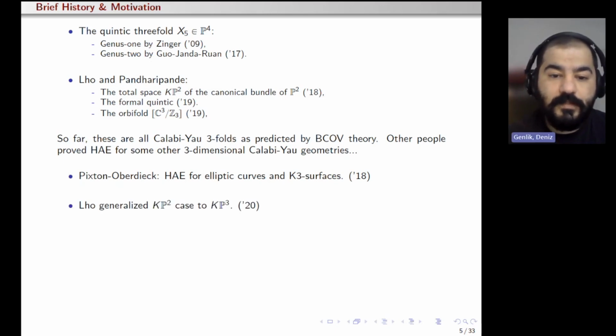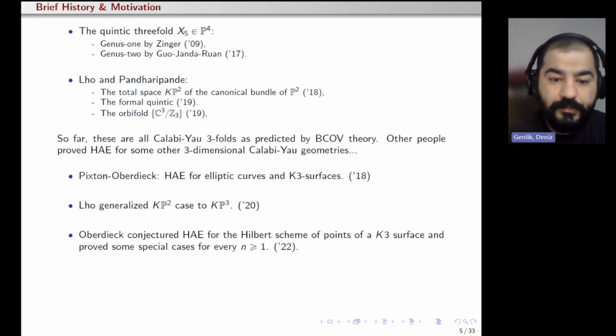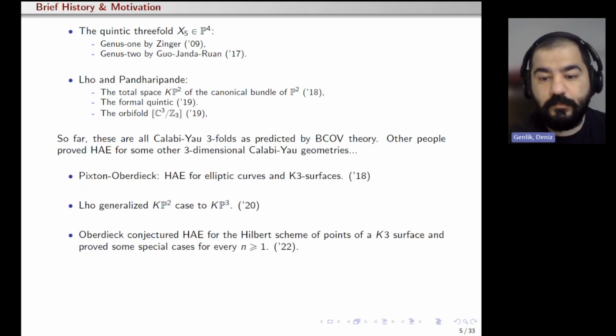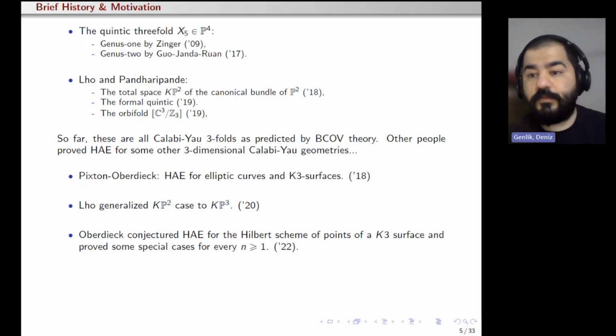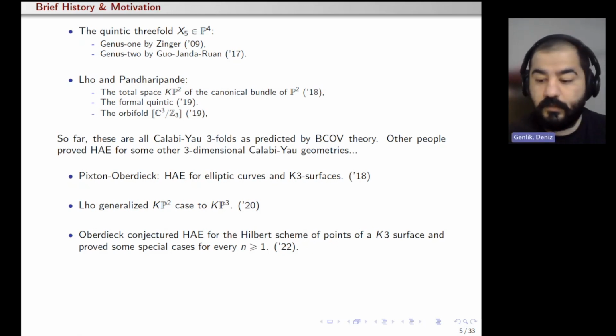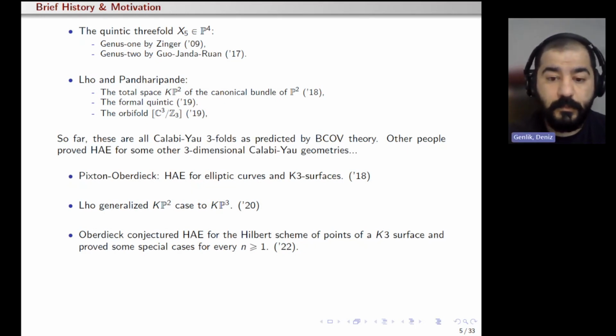And Lho generalized this K P2 example to K P3. So this is the first higher dimensional example. And then Oberdieck conjectured these holomorphic anomaly equations for the Hilbert scheme of points on K3 surfaces, and he proved one holomorphic anomaly equation for every n. So basically, he showed instances of holomorphic anomaly at every even dimension. Hilbert schemes of n points on a surface are 2n dimensional, so he obtained some even dimensional examples. His conjecture is only proved for genus 0, 3-point invariants in his paper.